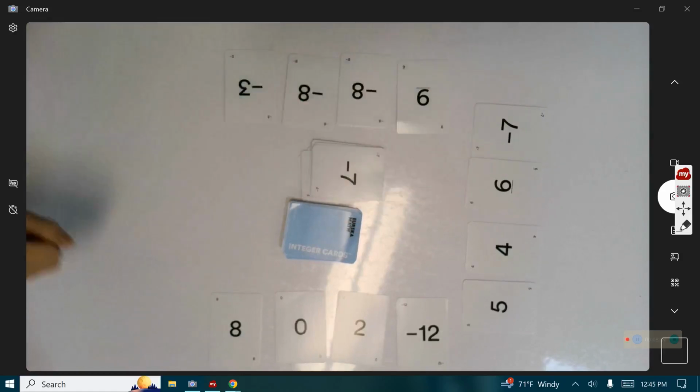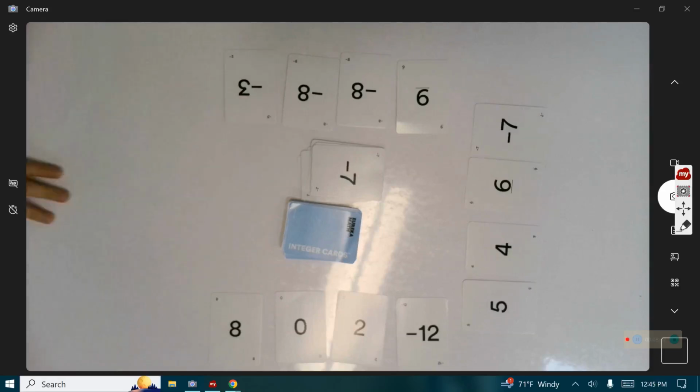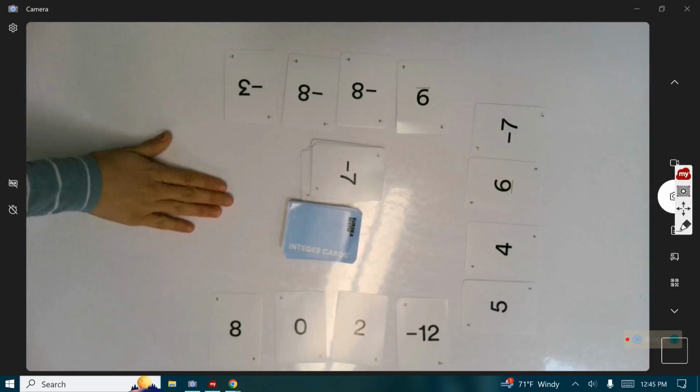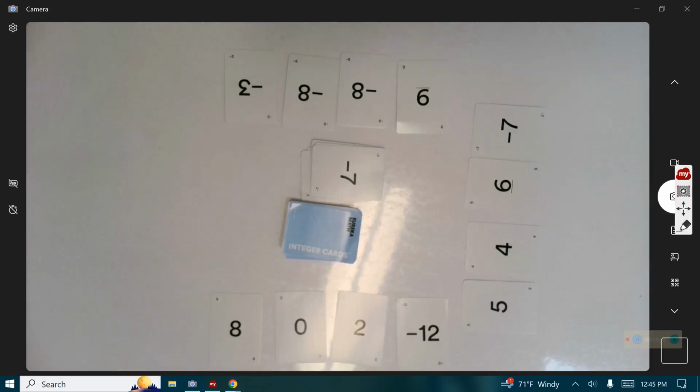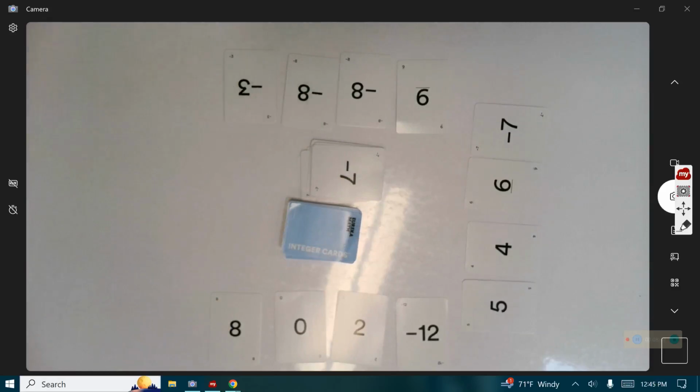So we're going to play this card game in class. If you don't have access to these cards, you can also use a regular deck of cards and think of the red cards as negative and the black cards as positive. And then you have some values that you can work with in a regular deck of cards.